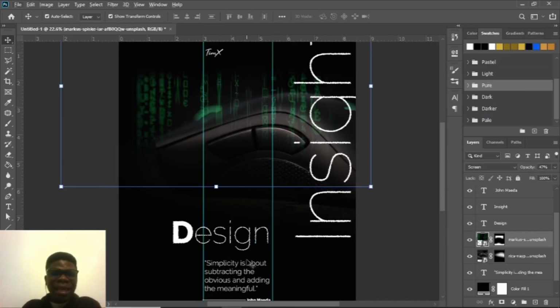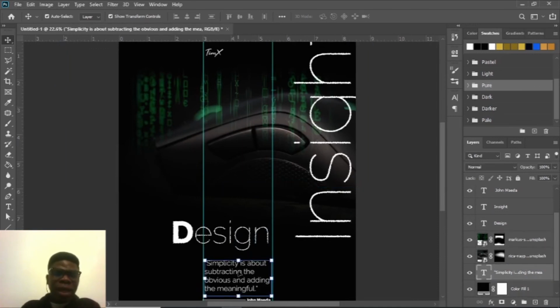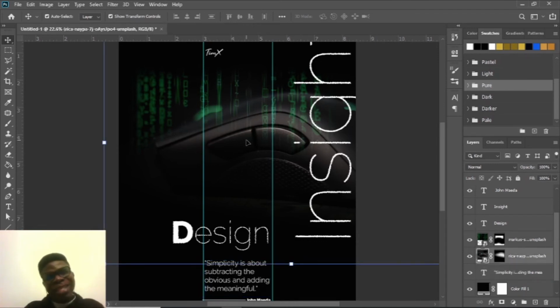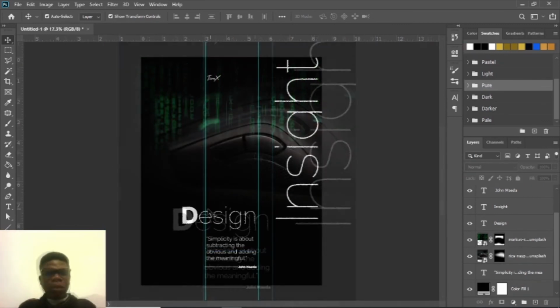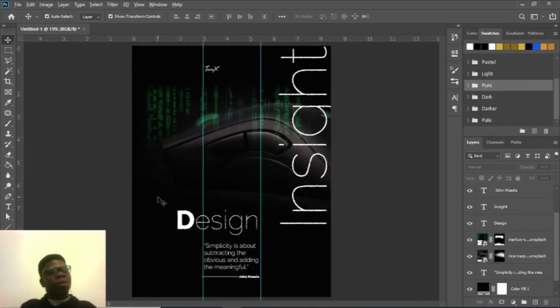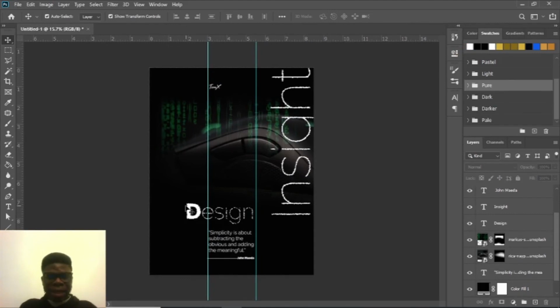And the design insights, if you look at the message that is being written here, it says simplicity. It's about subtracting the obvious and adding the meaningful. And if you look at this mouse, the design of the mouse, it's simple. Basically, I just wanted to create a design that says a lot of things. Okay, so I also made use of the principle of white space in this design.